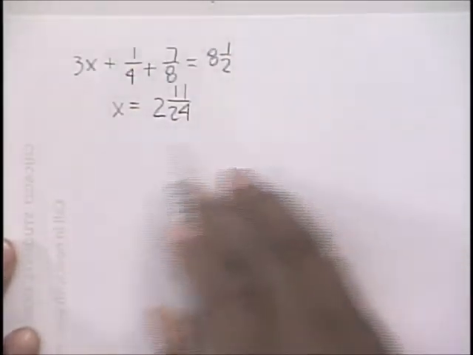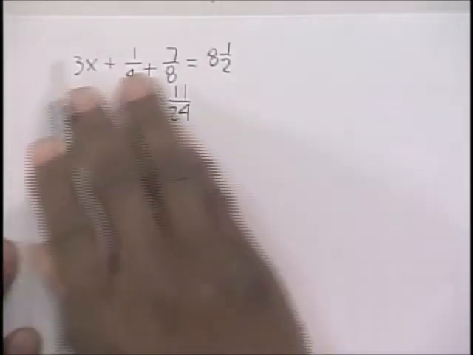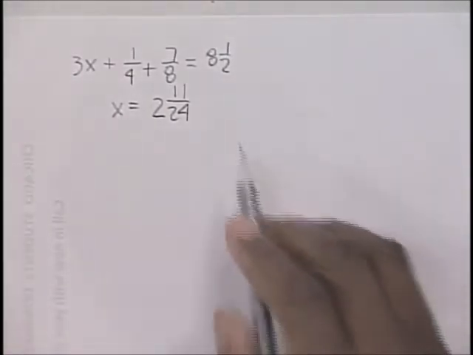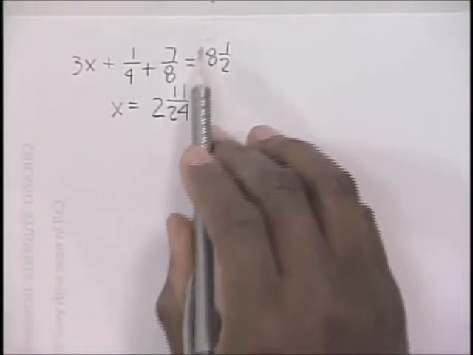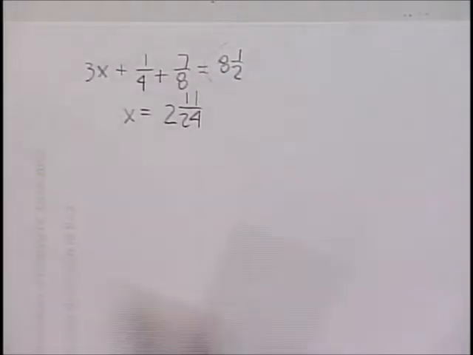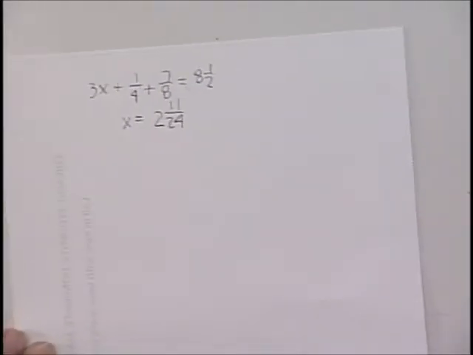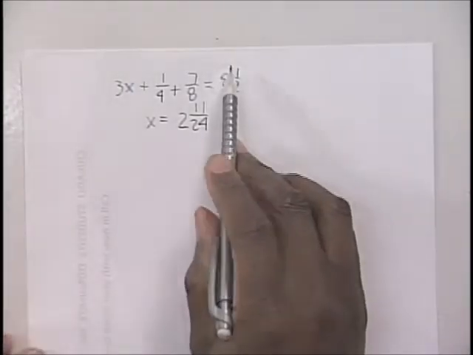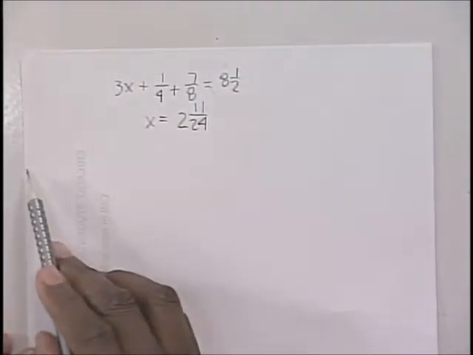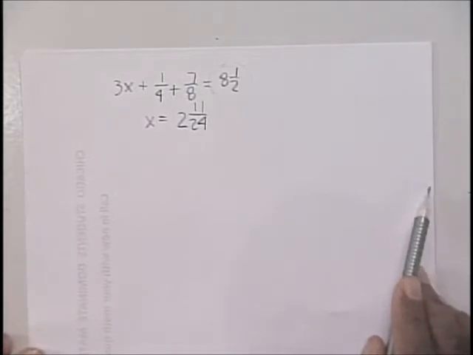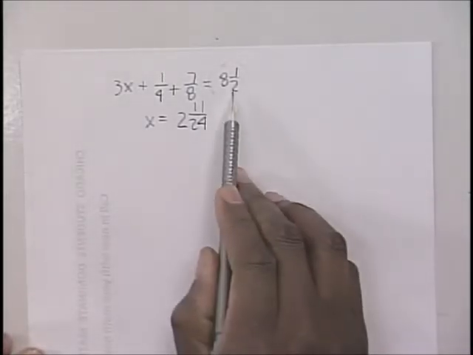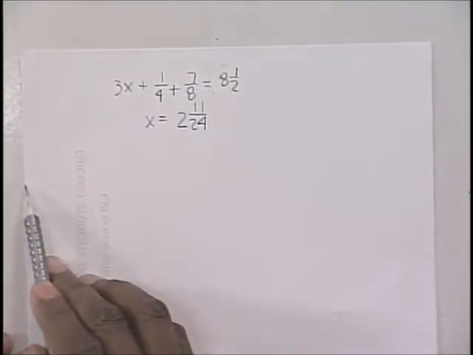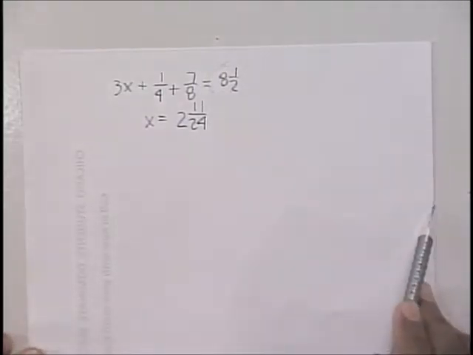So let's try to get a picture of what this represents. Well, this 8.5 represents the distance from this side of the paper to this side of the paper.